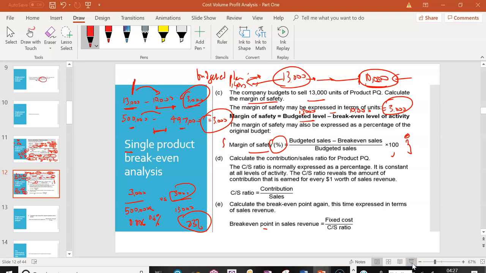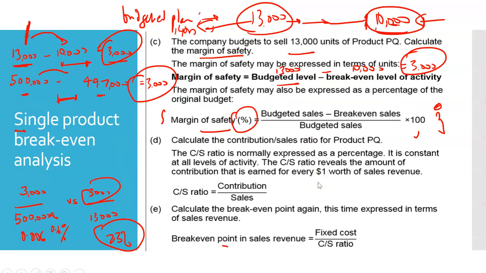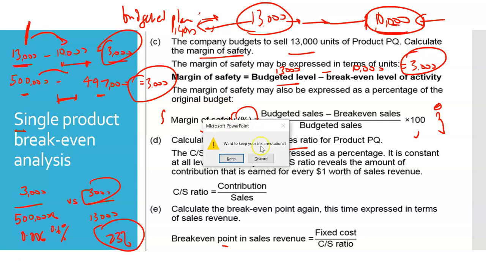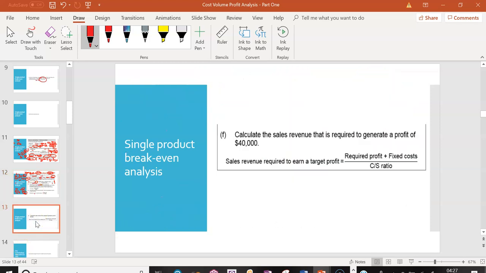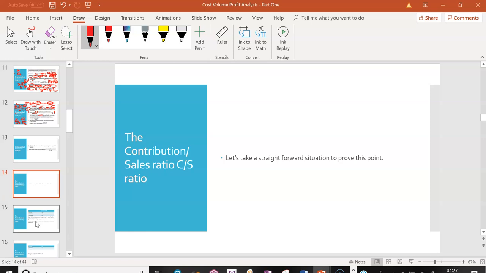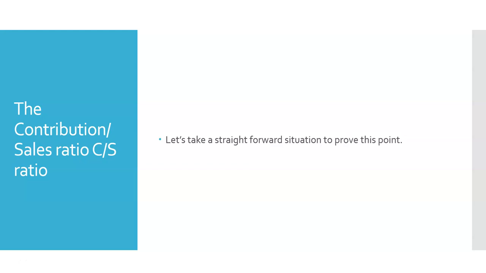Okay, right. The next big idea is what they're asking us to do here: to calculate the contribution sales ratio. So what I'm going to do is come out of this and come back to my slides to illustrate a bit more what is actually going on over here. Yes, here we are. So I'm just going to start talking about this.